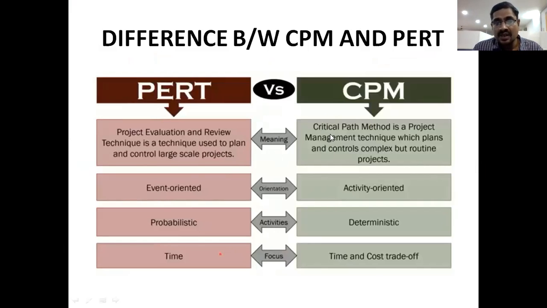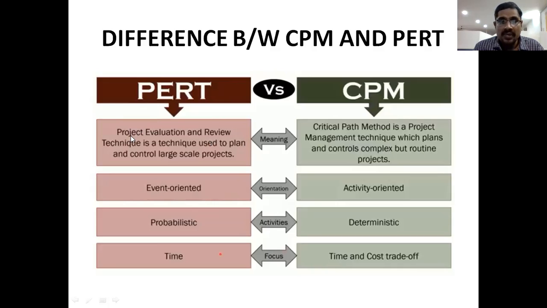Differentiate by meaning. The critical path method is a project management technique which plans and controls complex but routine projects. So CPM is used for planning and controlling of complex or simple, but please remember this, routine projects, routine repetitive projects.